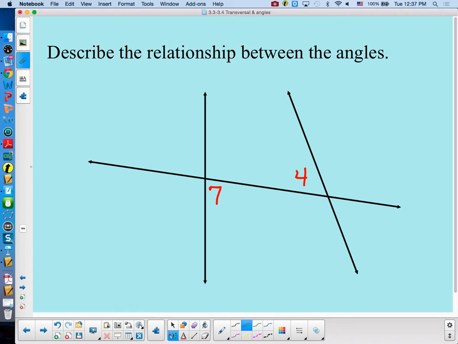You need to turn your head. Draw it and then turn the marker. Gary, you're not supposed to show me. Show me. Alternate interior angles. They're between the pair of lines, so it's interior. All right. 7 and 4.